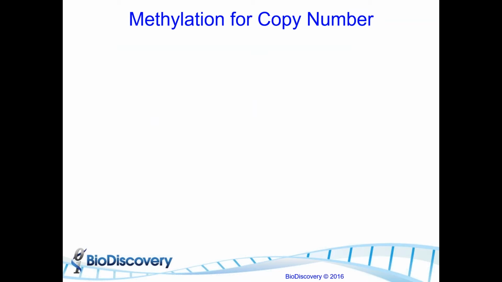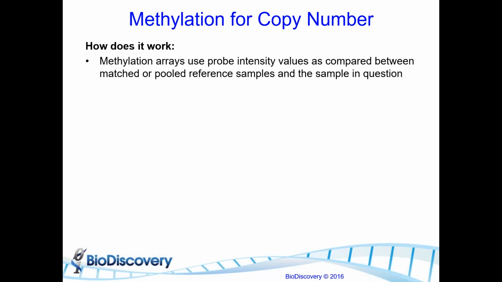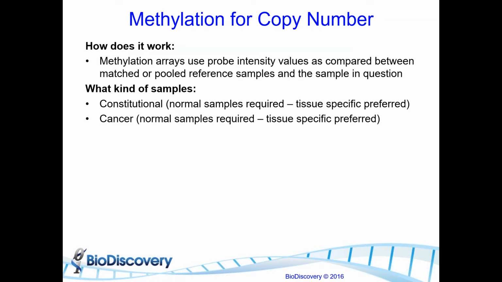Finally, we can also use methylation to do copy number analysis. So methylation arrays work using probe intensity values as compared between either a matched or pooled reference samples and the sample in question. This is sort of a combination of using both the array and the pooled reference from the sequencing. We can use both cancer or constitutional samples. For both of these, we do require some normal samples also run on the array. Tissue-specific is preferred, but not required.